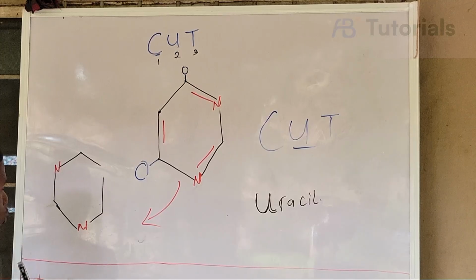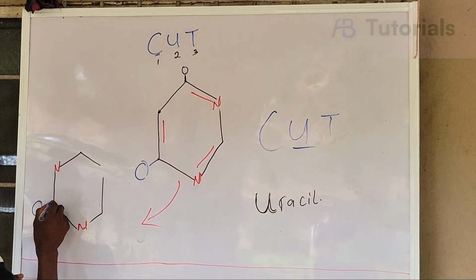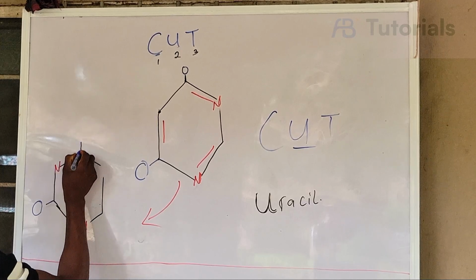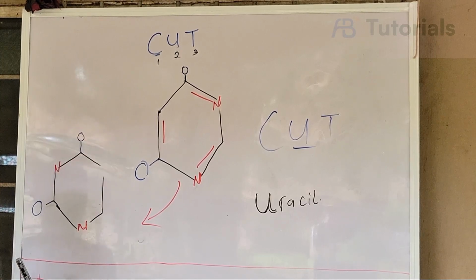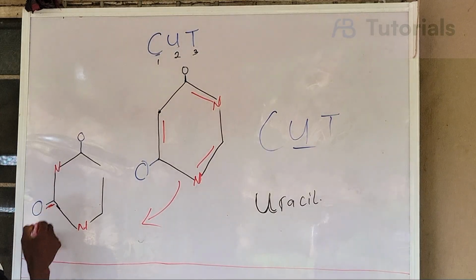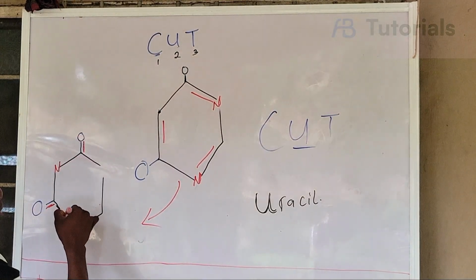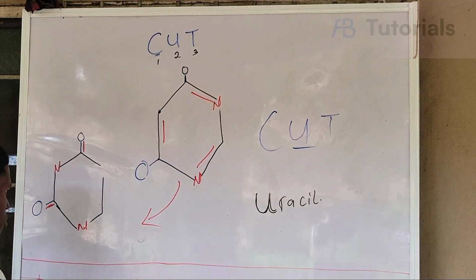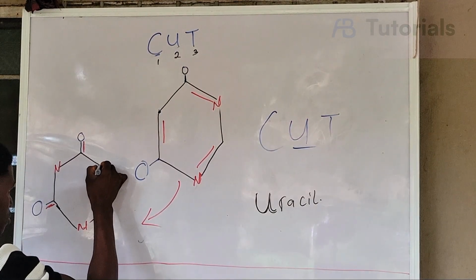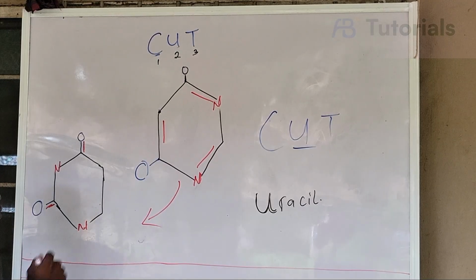So what about the oxygen? I can add one oxygen here. 1, 2, 3. I'll add another oxygen here. But don't forget this bond, we have to come here. What about this one? It will join the oxygen here. But this bond will still be there. So this is the structure of your what? Uracil.